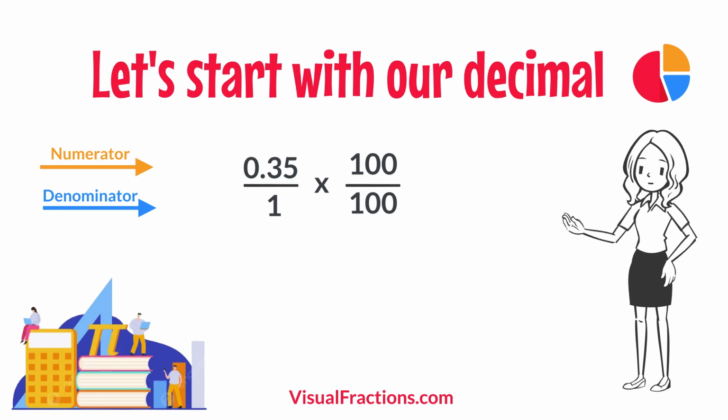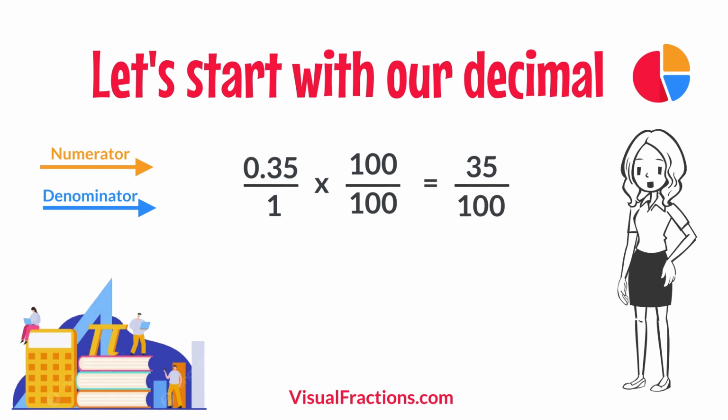So, 0.35 times 100 gives us 35, and 1 times 100 gives us 100. This translates 0.35 to the fraction 35 over 100.